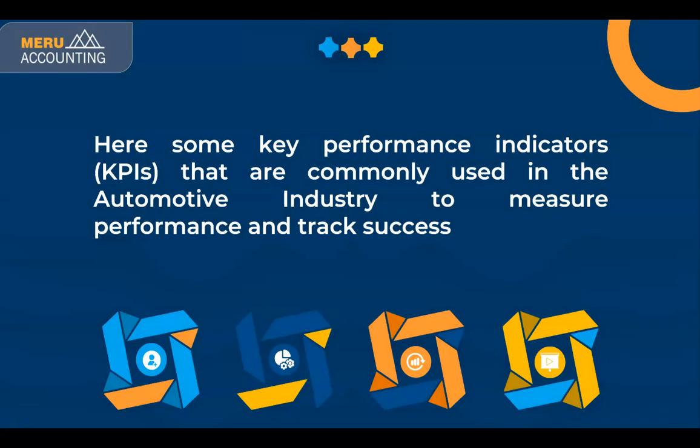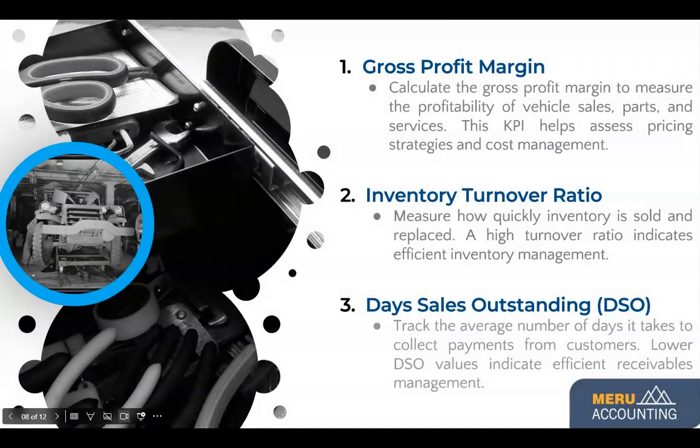So, here are some KPIs that are commonly used in the automotive industry to measure performance and track success. Let's check them out. First, gross profit margin. Calculate the gross profit margin to evaluate the profitability of vehicle sales, parts, and services. This metric helps to assess pricing strategy and cost management, guiding decisions to improve revenue retention and overall business profitability.